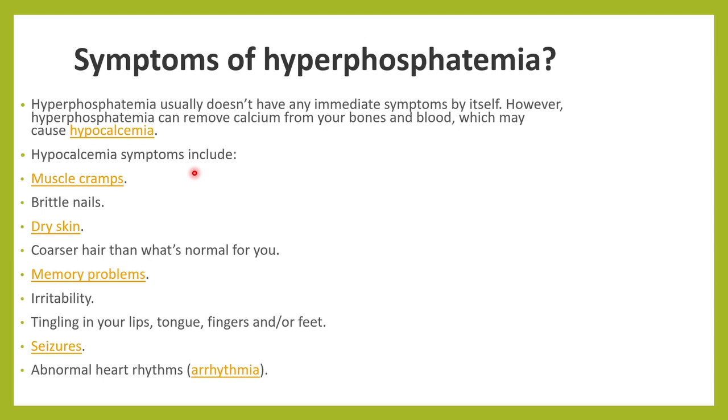So a patient can have tingling and numbness in the lips, tongue, fingers, etc. If it is severe, then the patient can have convulsions, seizures, and also abnormal heartbeat, that is arrhythmia. So basically it would be because of low calcium rather than increased phosphate that we get these symptoms in hyperphosphatemia. This was about increased phosphate level in the serum, or hyperphosphatemia: the causes, the symptoms, as well as the treatment and how we work up a case of hyperphosphatemia.